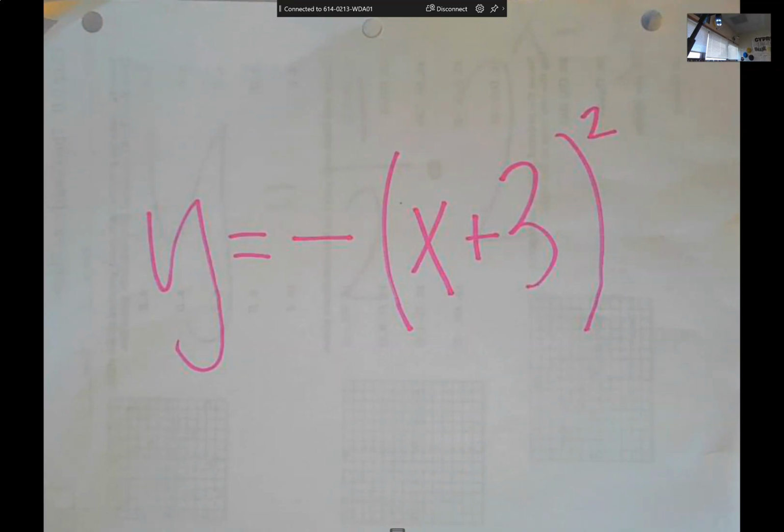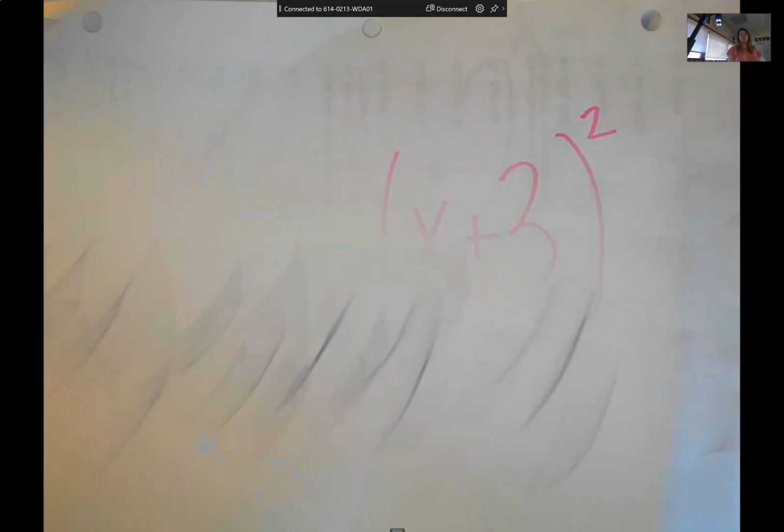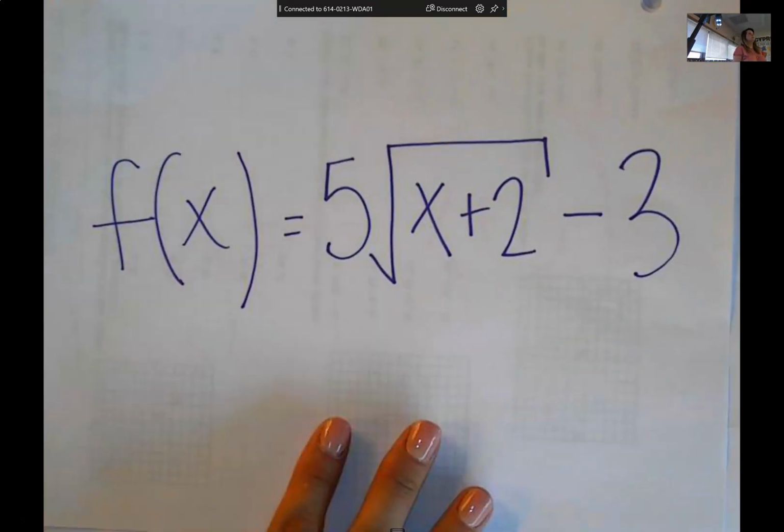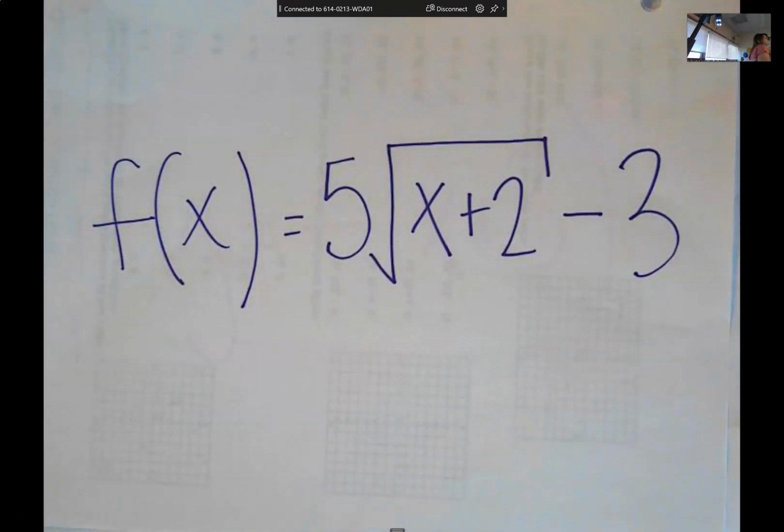Okay, show me what you think. Y equals x squared. We got 2 more. What is this family? There was no square on the x though.